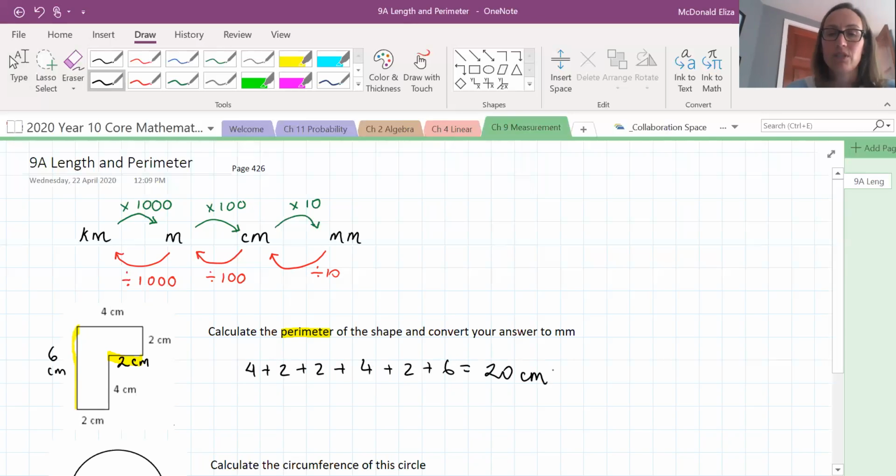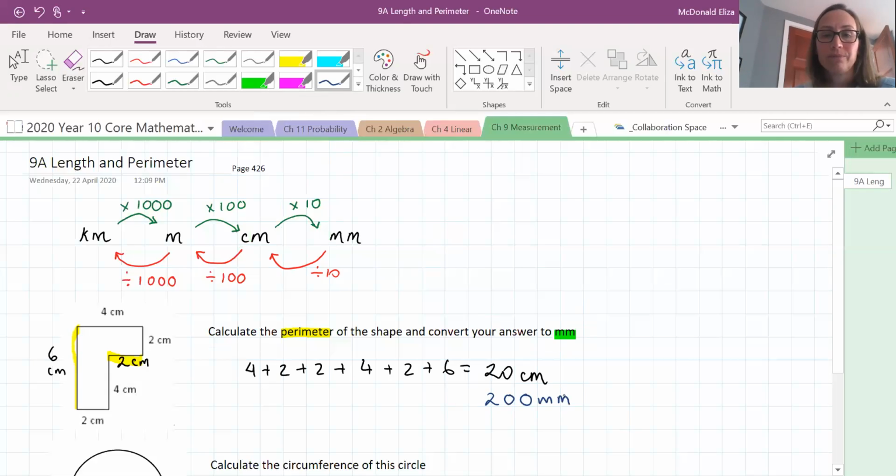This is where in questions like this you have to be careful because that's not the end of it. It now wants us to convert to millimetres. So in order to do that, we can use our chart here. We're in centimetres. We want it in millimetres, so we can times by 10. If you need to do it on your calculator, you can. Otherwise, timesing by 10 is just adding a 0. So we've got 200 millimetres.